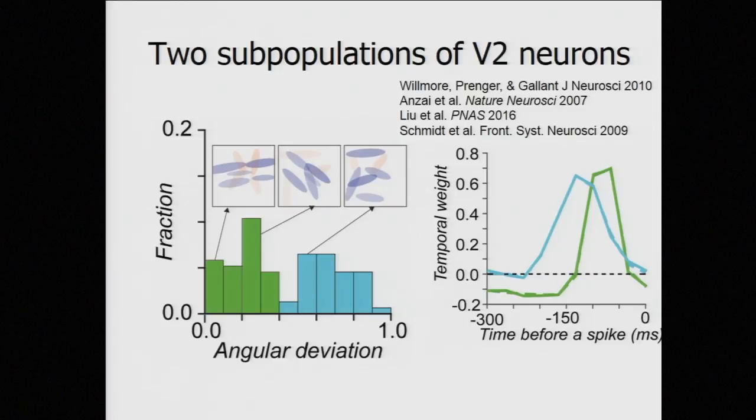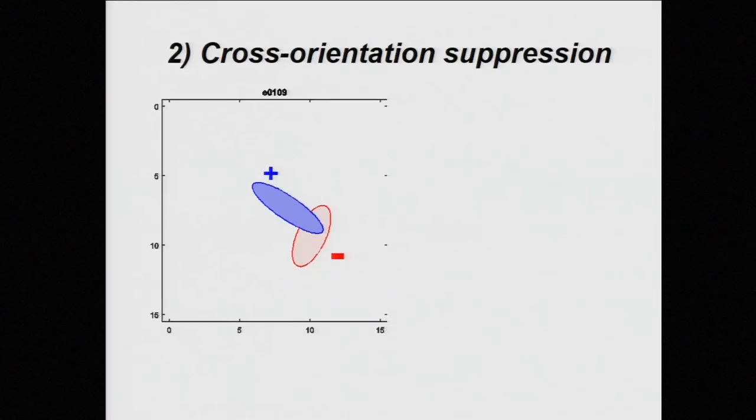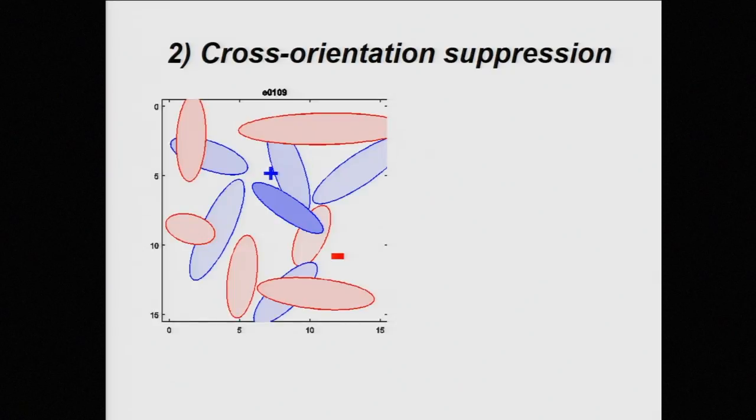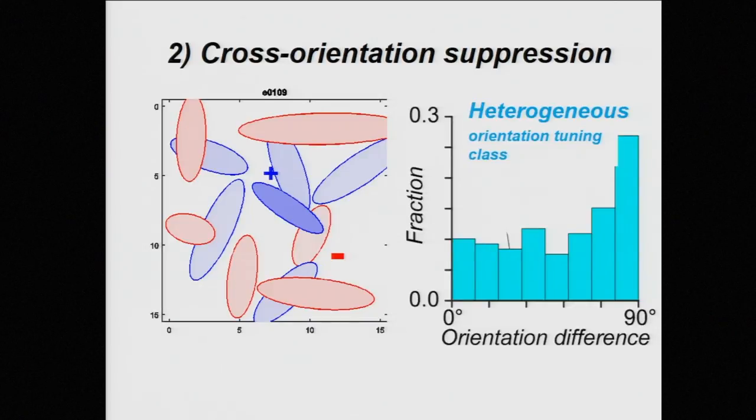And I will just briefly mention that this cross-orientation suppression also holds for the second class of neurons that are more heterogeneously tuned locally for orientation. One can see it's a more complicated pattern, but usually one can find a suppressive edge orthogonal to a nearby positive edge. And that's the data across the orientation.